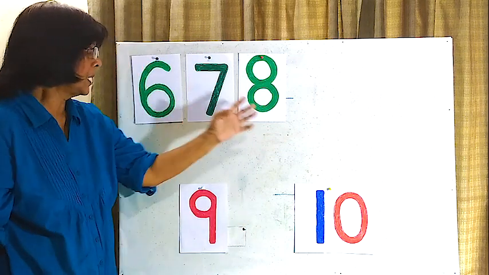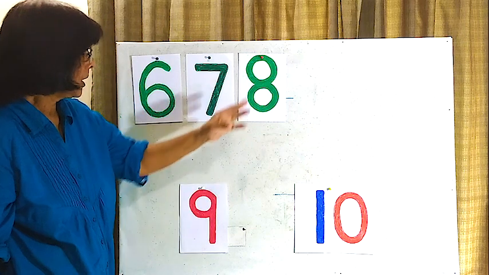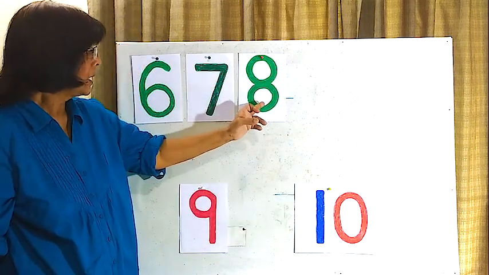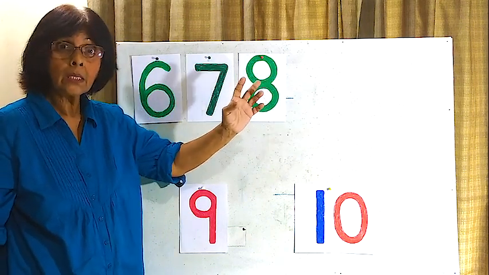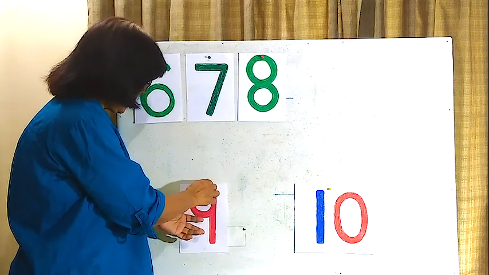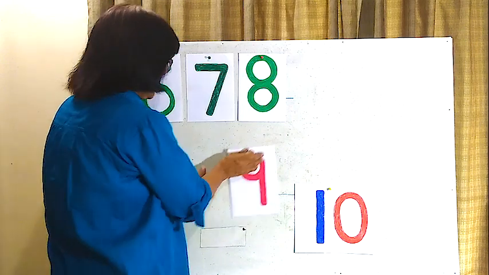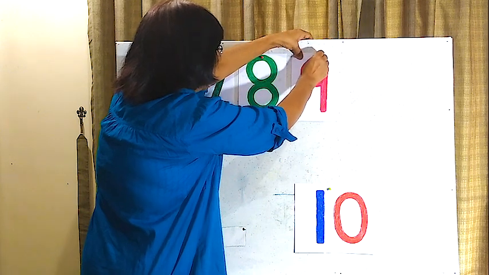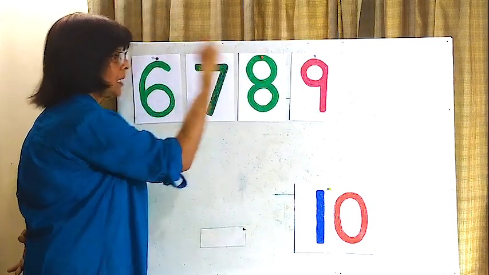6, 7, 8. Now what's the number after 8? 10? No. After 8, 9. Here is number 9. Yes, we'll put it here after number 8, number 9. Now we'll read 6, 7, 8, 9.